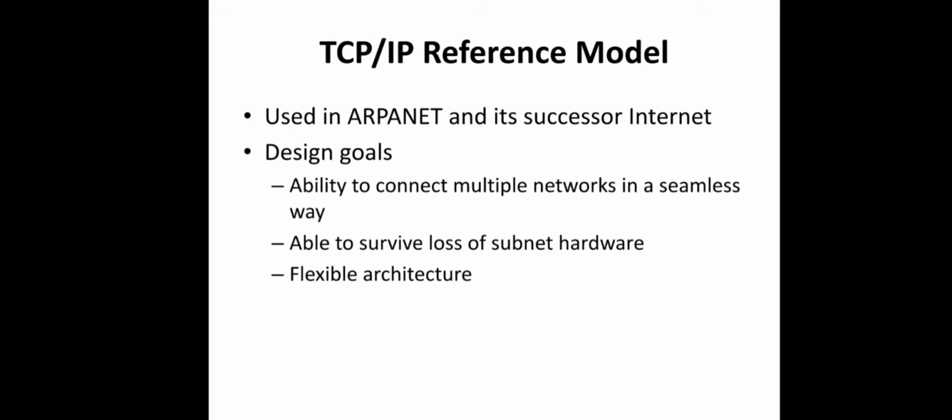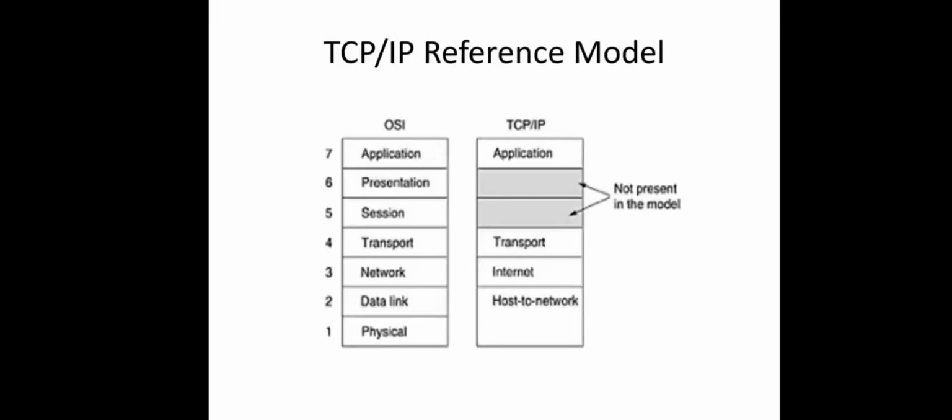Now let us turn to the different layers and their functions. We compare this TCP/IP reference model with our OSI reference model. This is how it looked. The application layer is present in both reference models, whereas the presentation and session layers are not present in the TCP/IP reference model. The main functionality of these two layers is done by the application layer itself. The transport layer is present in both of these models. The network layer is just renamed as the internet layer in case of TCP/IP. And the data link and physical layers are combined together here to form the host to network layer.